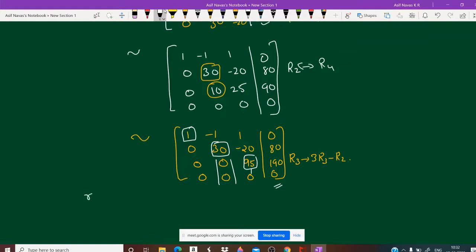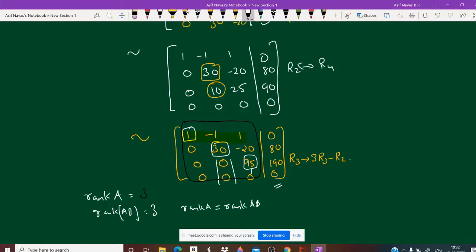So what is the rank of A? 3. Because rank of A means this matrix reduced to this. So the rank of A is 3. What is the rank of AB? 3. So the rank of A is equal to the rank of AB, right? So the system is consistent.